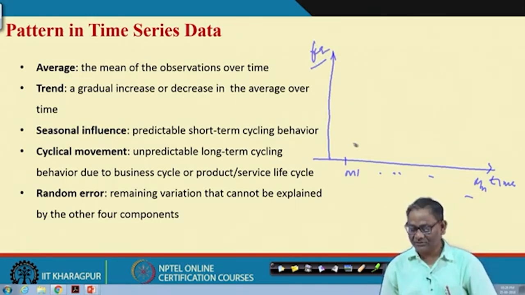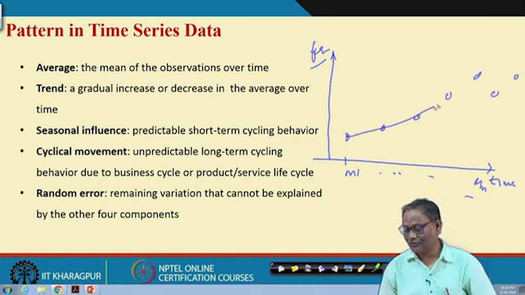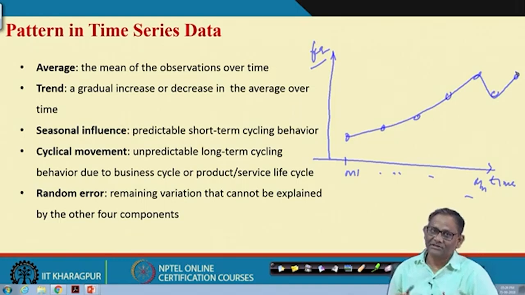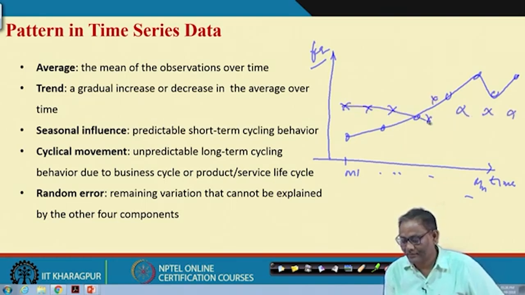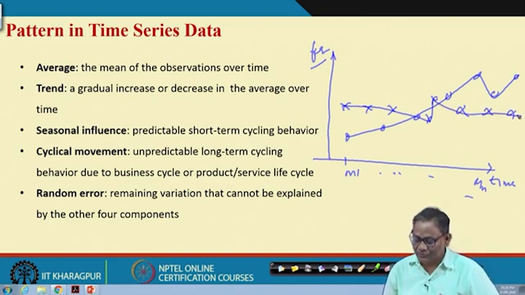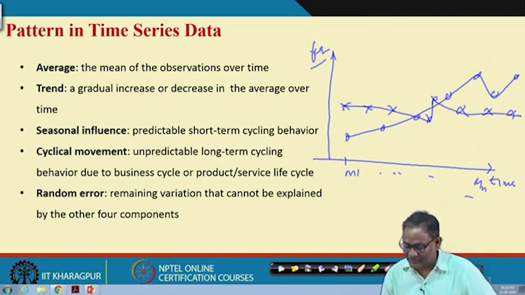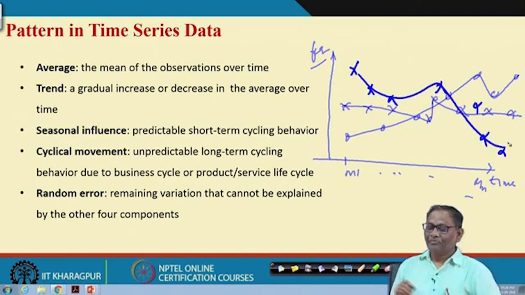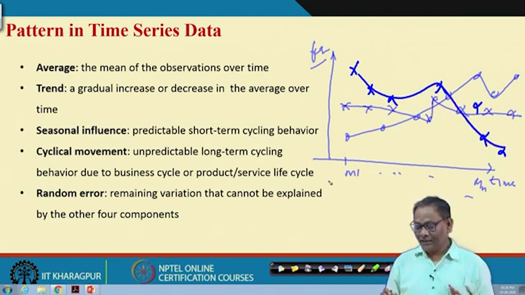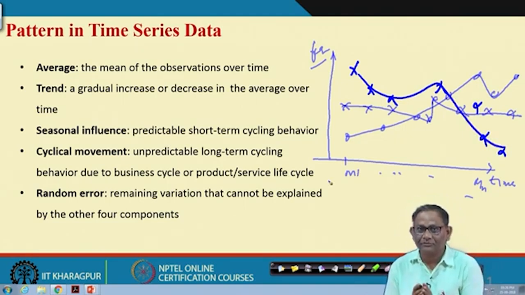You may find the situation is like this. When you join the points, it is like this. So this is basically a pattern in the data. You may find the situation is like this, or you may find the situation is like this. So, many things are possible.